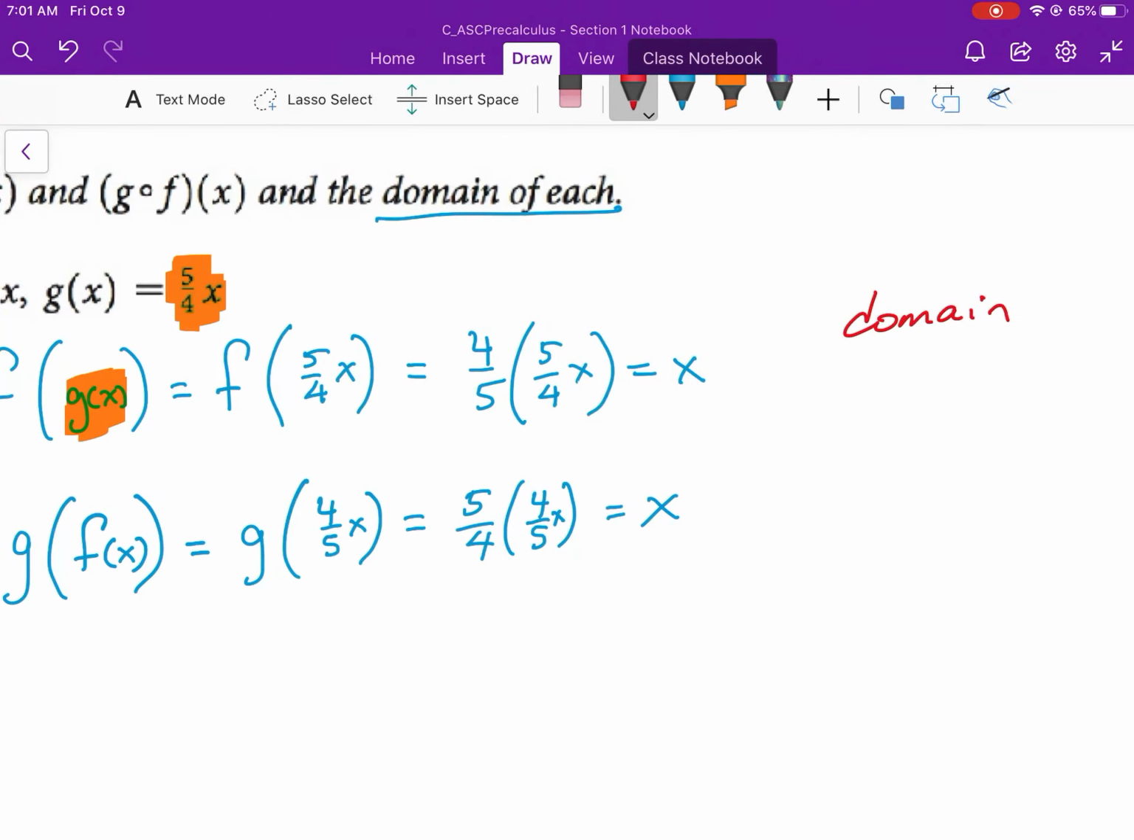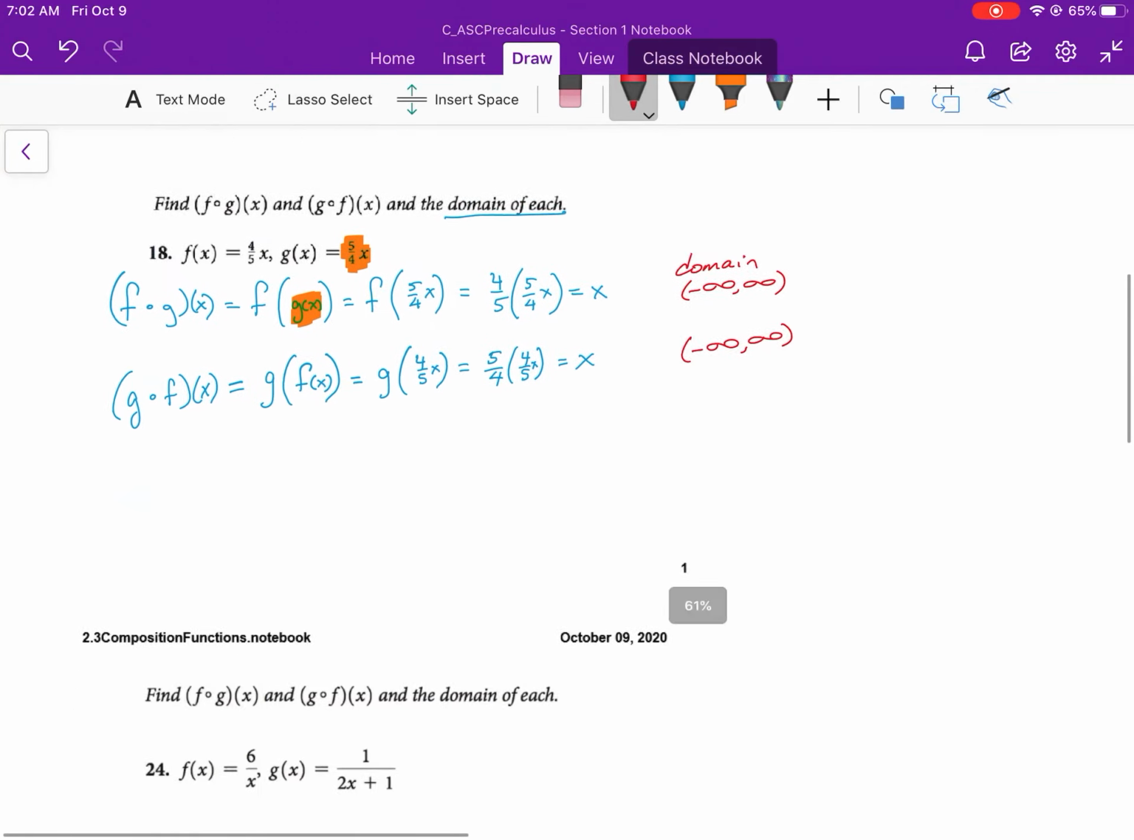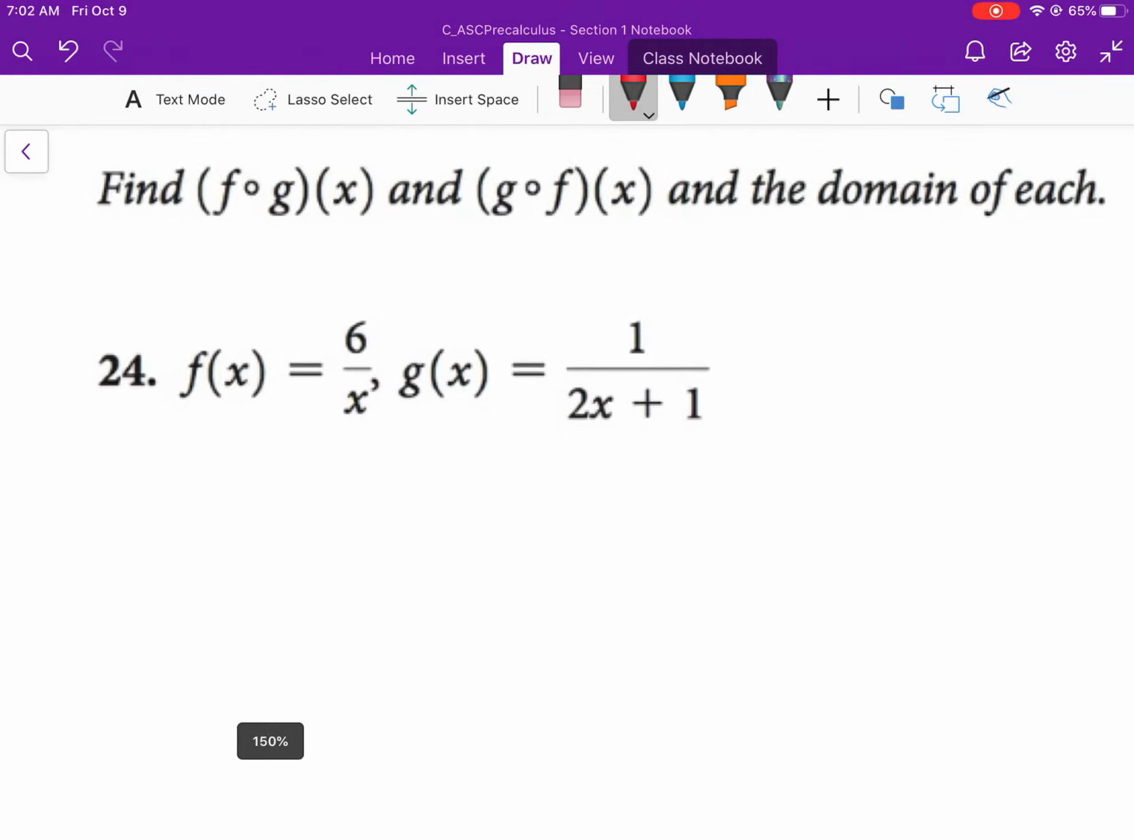The domain, I'll put it out here. Remember, the domain is all reals, so we say negative infinity to infinity. So those are inverses of each other. That doesn't happen very often, just FYI. Okay, so here we go.